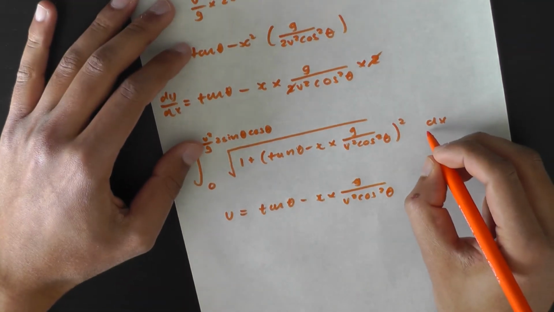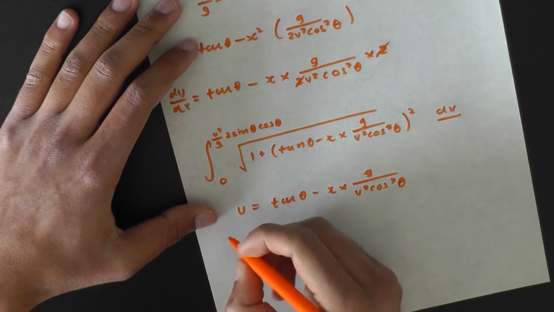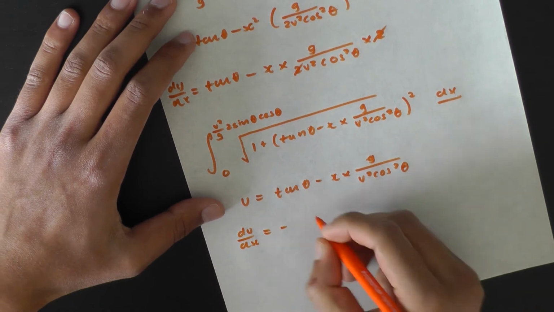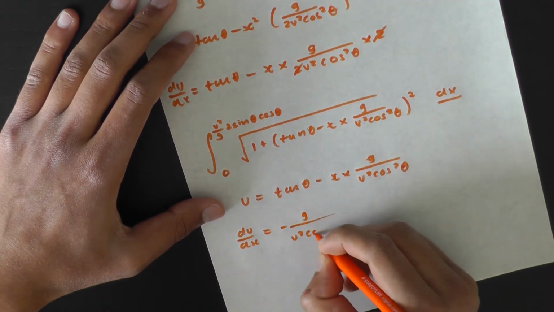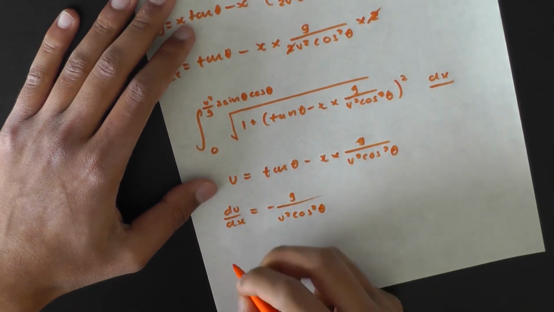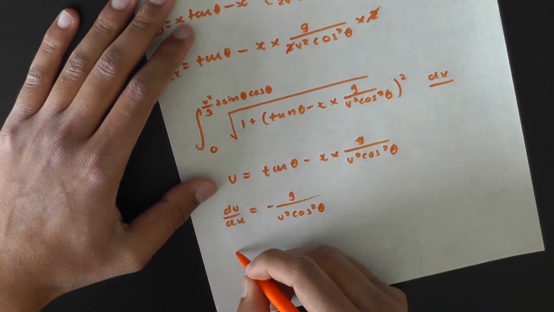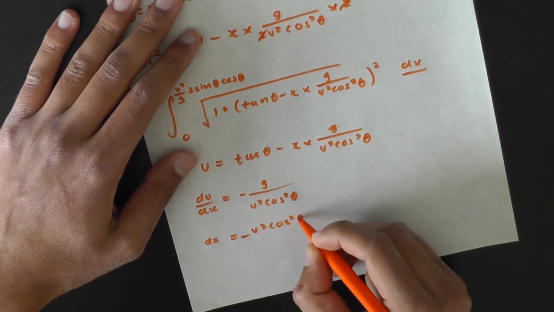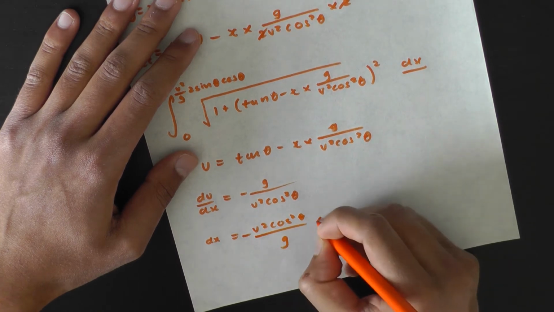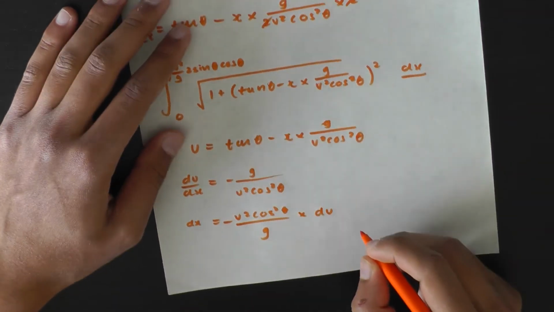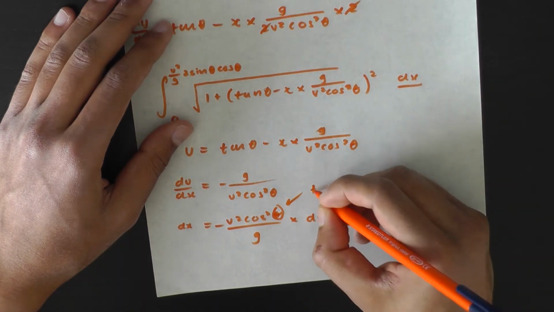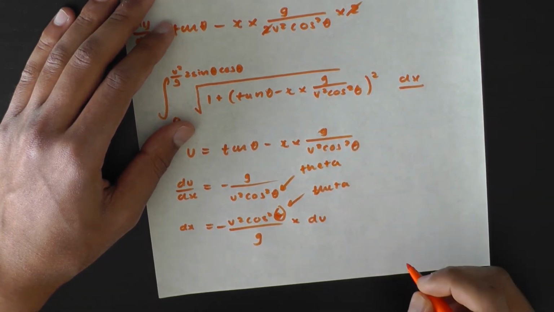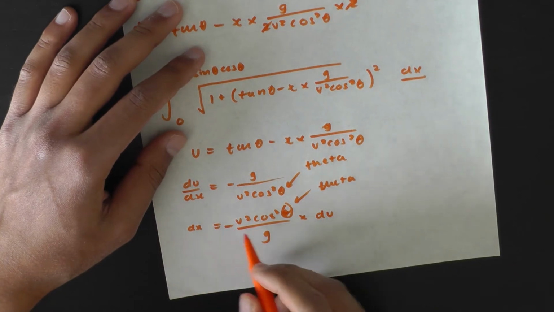First of all, we need to isolate dx, get that in terms of u. So du by dx equals minus g over v squared cos squared theta. Now that means that dx equals minus v squared cos squared theta over g times du. That's theta, and this again is theta. Okay, so that's dx.